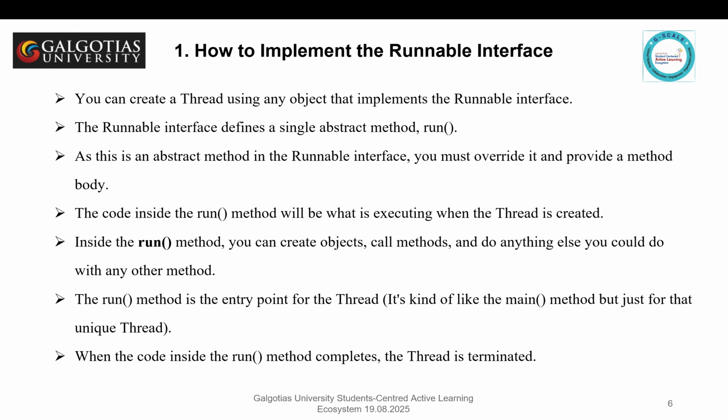There are three important steps. First step is implement the Runnable interface. Second step is pass the Runnable object to a Thread object. Third step is call the start method. Important: never call run directly to start a thread.